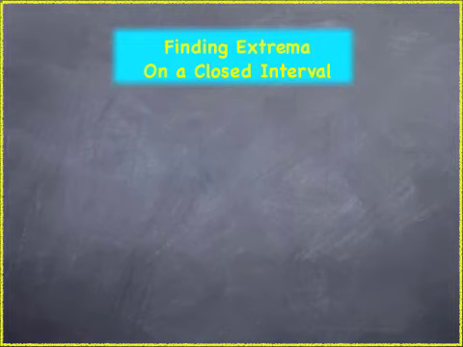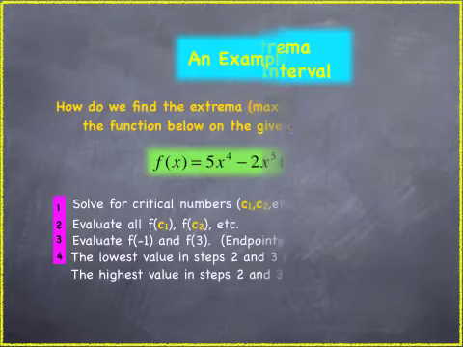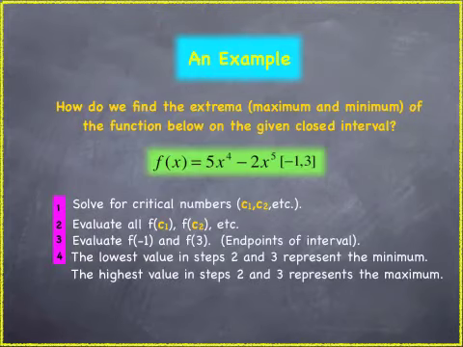Welcome. Today we're going to learn about finding extrema on a closed interval. So let's begin with an example. In this particular case, we have a function, and our function is restricted to a closed interval between -1 and 3. So the question is, how do we find the extrema, which means how do we find the maximum and the minimum value of our function on this closed interval?